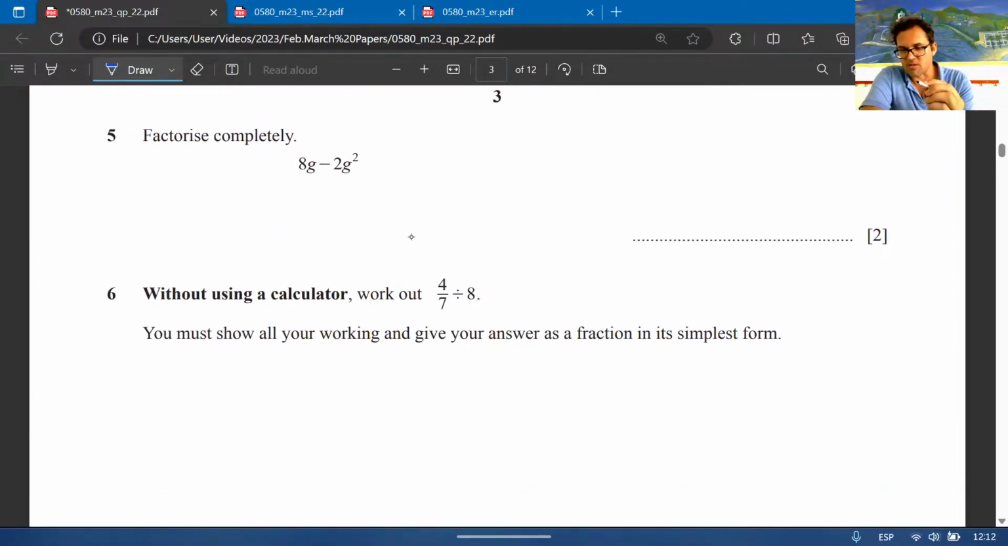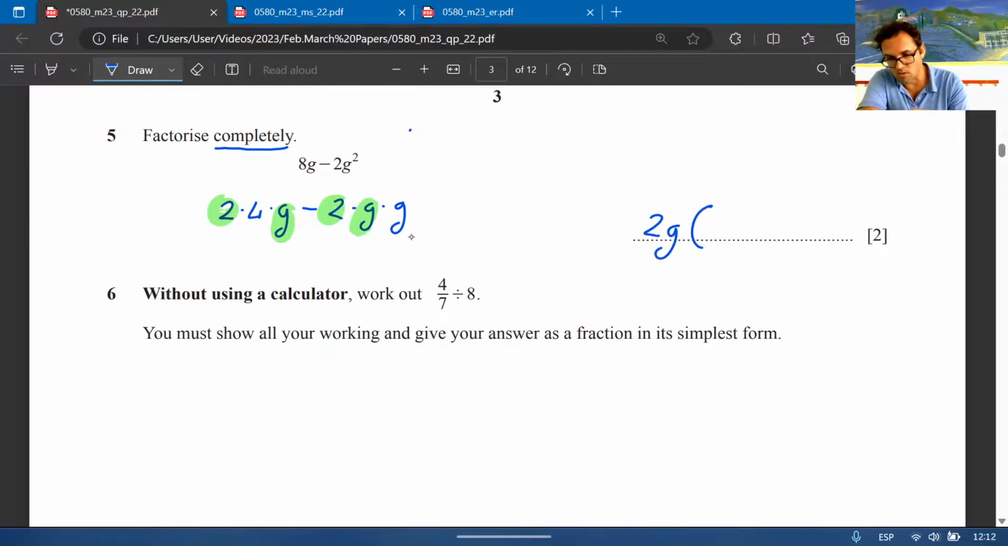Question 5, factorize. Let's rip this apart first. 8 we can write as 2 times 4 times g, those dots meaning times, of course, -2, and g squared is g times g. So let's look at what the common factors are. Well, they both have a 2, both have a g in there. Completely means we need to take out all the common factors. So you have to take out the 2 and the g. In the brackets goes what's left, 4 and minus g.